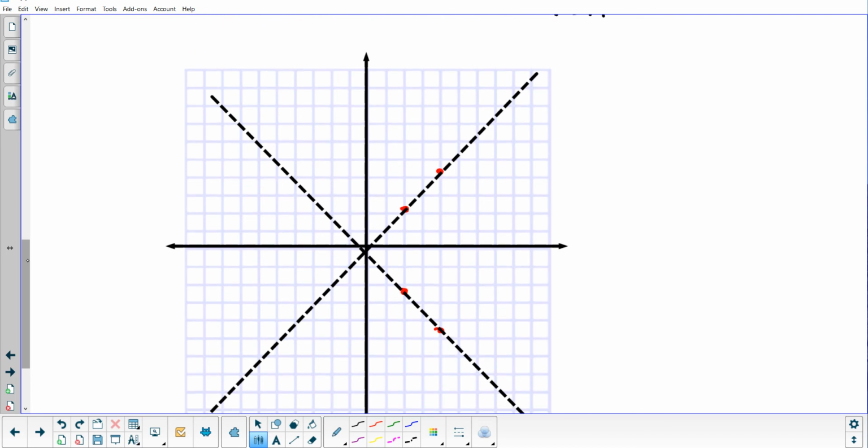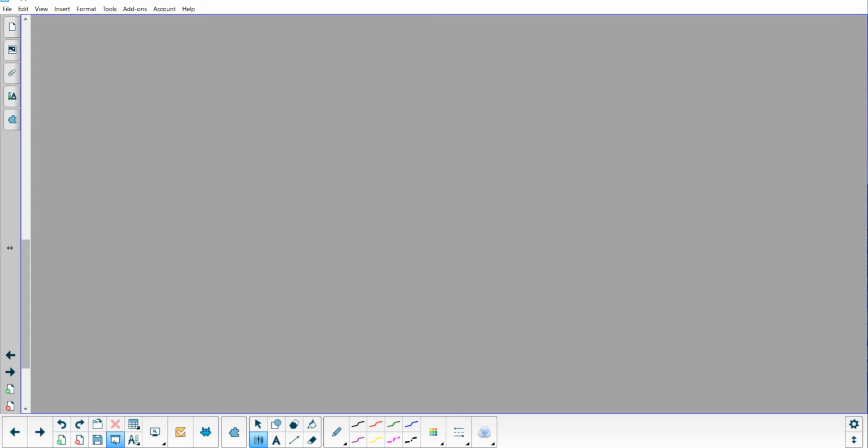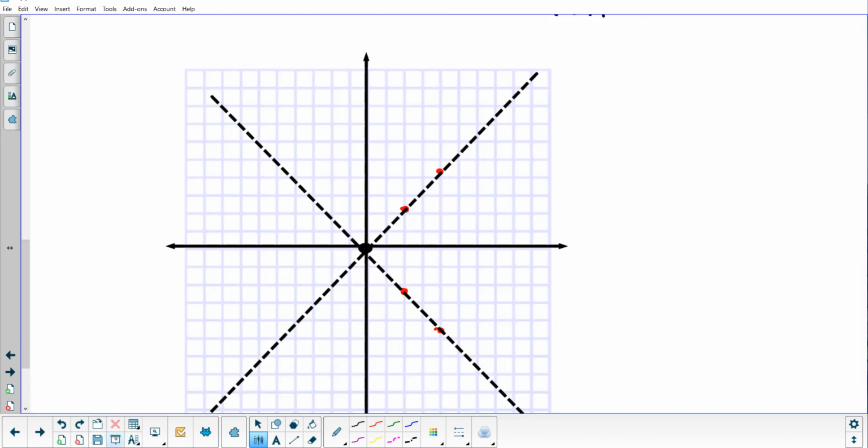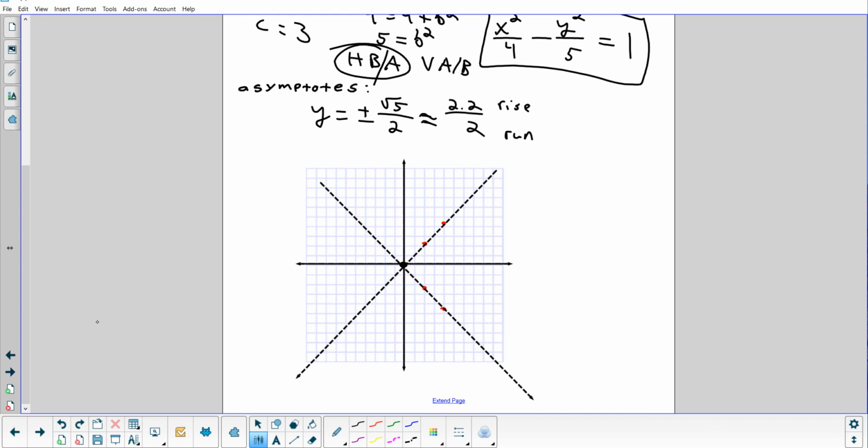And are the branches going to be left and right or top and bottom? Left and right. So here's the center. And we want to draw the branches getting very, very close to the asymptotes. If you draw your asymptotes, you don't really need more points.